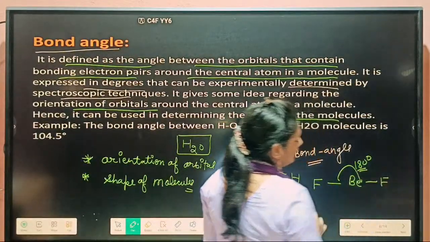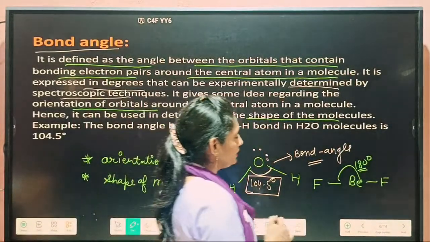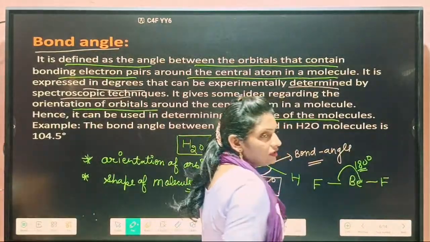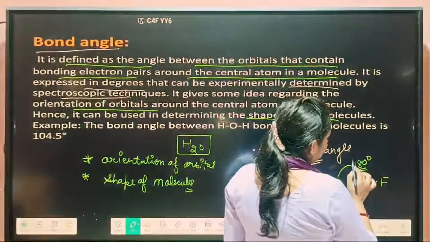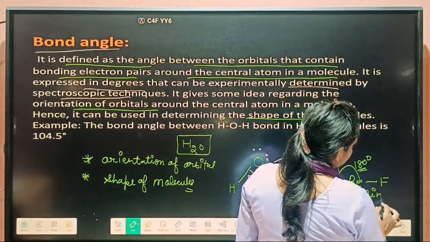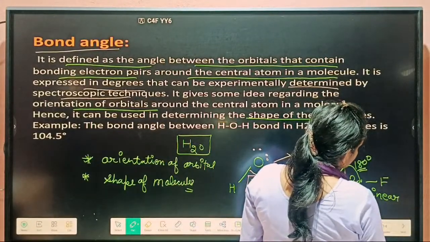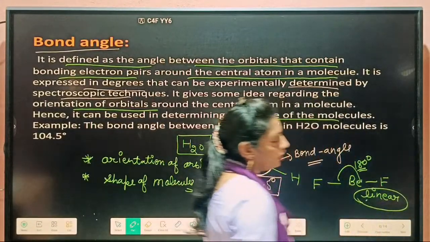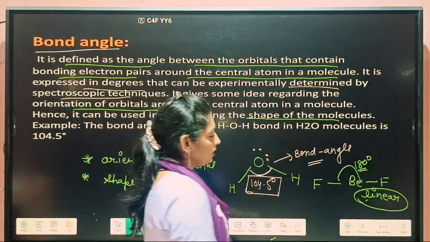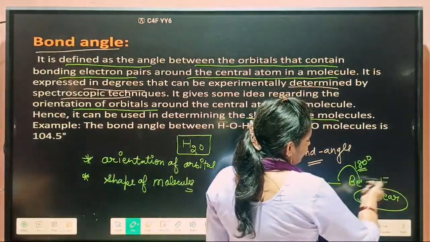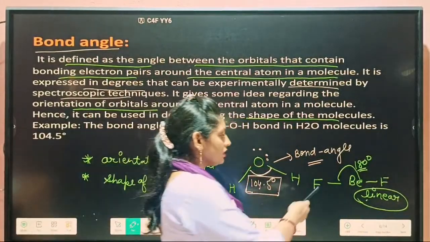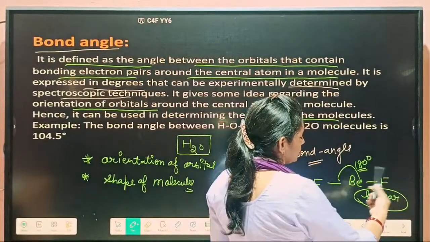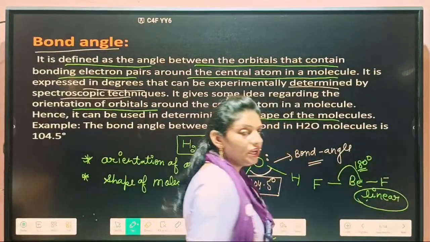So I can tell the shape by knowing the angle only, which means it is linear, because it has an angle of 180. It means the elements are existing in a straight line, so their shape will be linear.